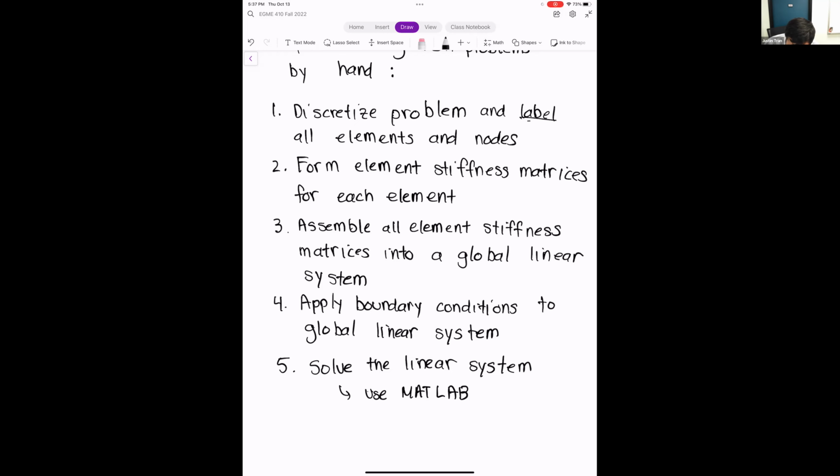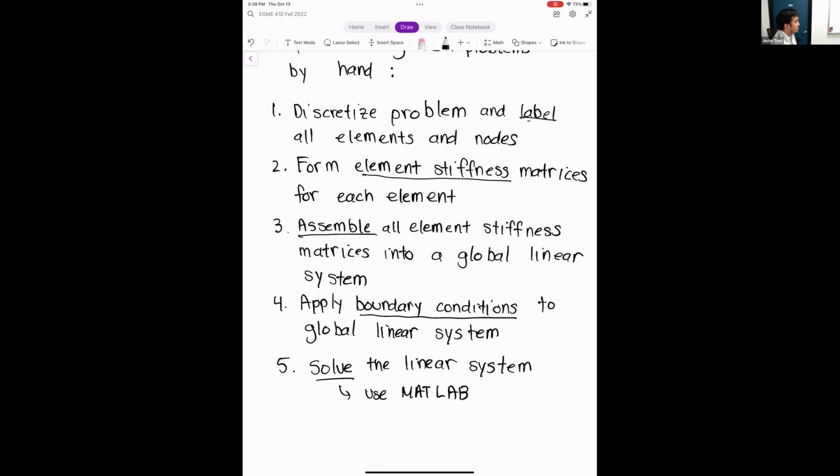For each of these steps, I wrote a long description so that you'll know what they mean, but I think it's a lot easier to remember them in terms of their keywords. So I've gone ahead and underlined what I think is the most key word in each of those steps. Step 1 is to label. You're going to get all the elements and nodes, and make sure they're all appropriately labeled. Step 2 is element stiffness matrices for all the elements. Step 3 is assemble. You're going to assemble all the element stiffness matrices into one.